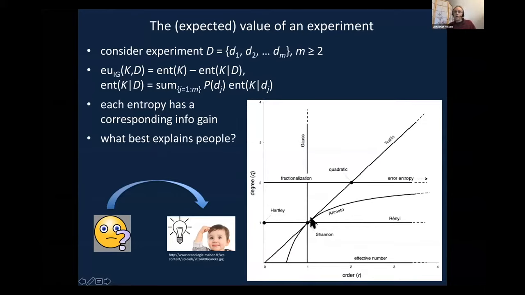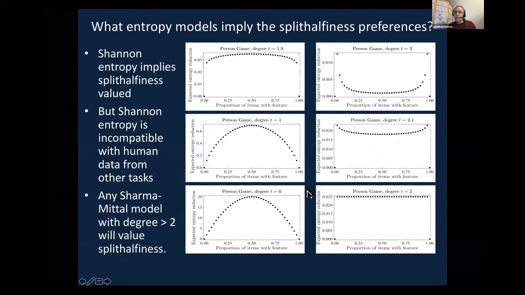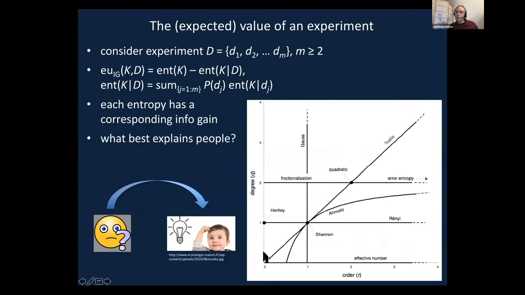Okay, we know from previous work that it works okay on the 20 questions task, but we know that Shannon entropy, though it has nice theoretical properties, it's not a serious candidate as a general purpose descriptive model of human intuitions about the value of information. So we would like to explore a range of models that could have this preference for split half questions on the 20 questions game. And it turns out there, I've plotted things for various degree parameters. We show in the paper that the order parameter doesn't matter for this particular question. It's just the degree parameter.